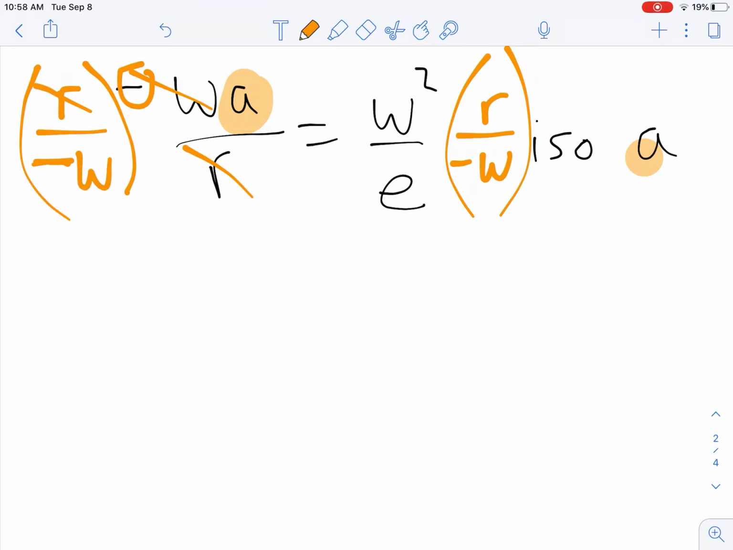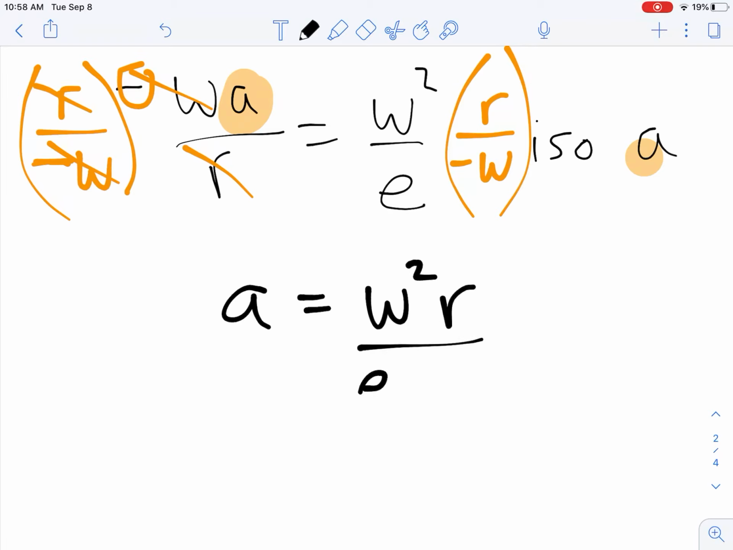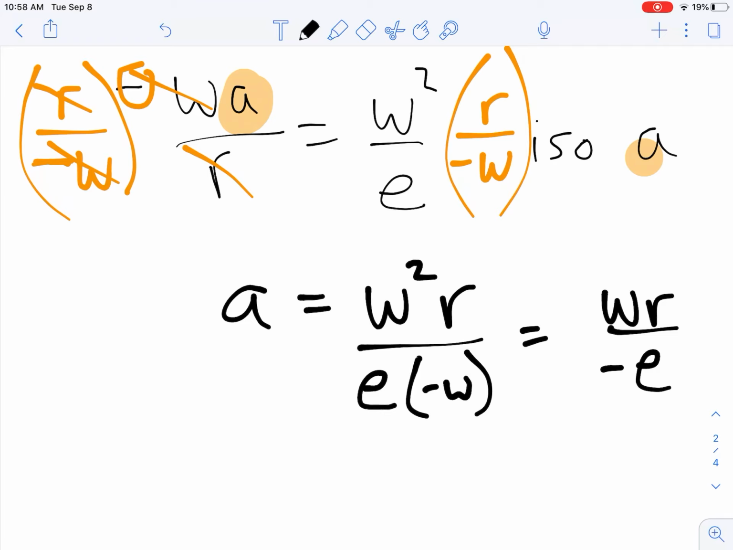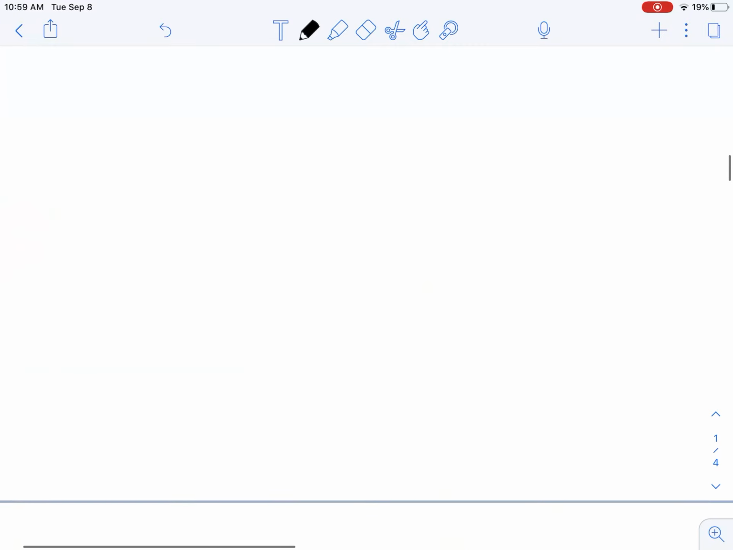Now see, the R's cancel, the negative W's cancel, so I would just have A on the left, and then I'd have W squared times R over E times a negative W. Now one of my w's can cancel, so I'll get WR over a negative E. You could also write that as negative WR over E. There's a lot of different options. Now, we haven't talked a whole lot about this canceling process, but hopefully you see some similarities to my example up here.